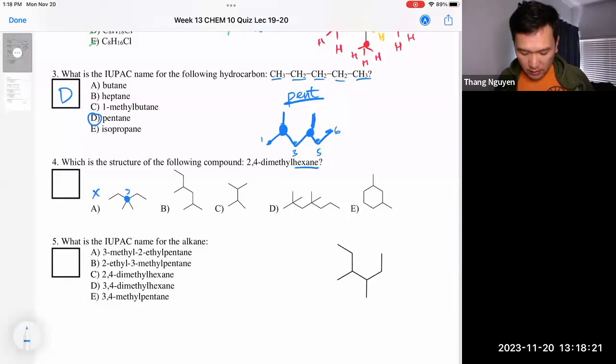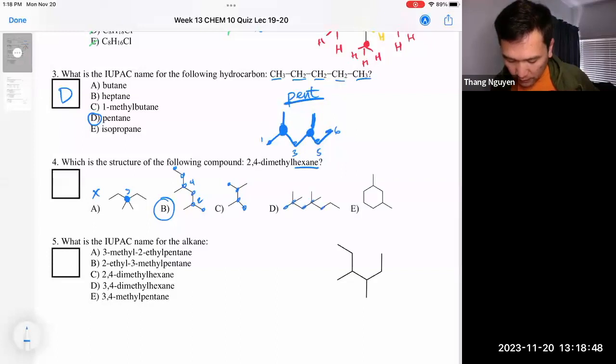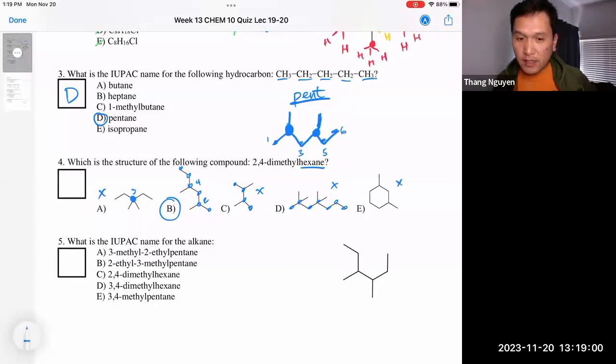Oh, B: 1, 2, 3, 4, 5, 6. Okay, it's 6. And is it at the second and the fourth? It is at the second and the fourth. So B could be an answer. B is definitely the answer, right? But just double check. Let's go on and check out the other ones. C, what's your longest chain? It'll be 4, right? So it would not be called a hexane. Whereas in D, 1, 2, 3, 4, 5, 6, 7. The longest chain is 7, so it wouldn't be called a hexane either. And then E is a cyclic compound, but the name didn't have any cyclic in it. So that's not the answer either. Yep, so the answer there is B.